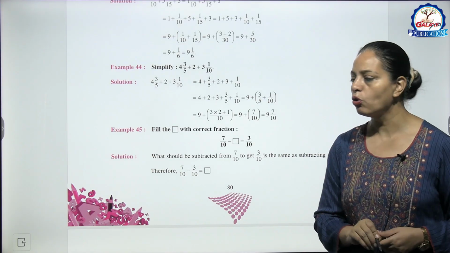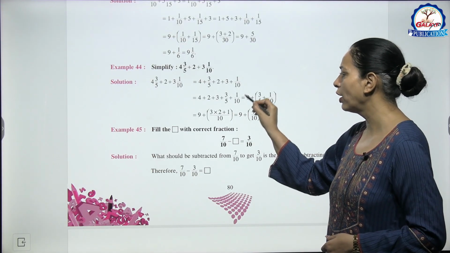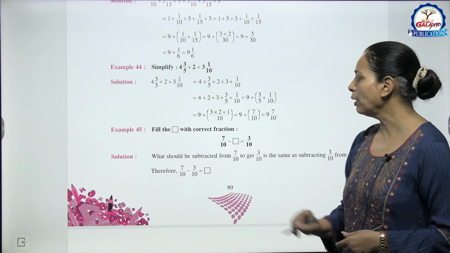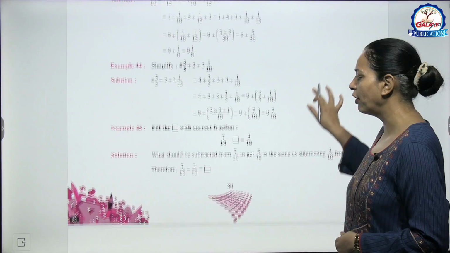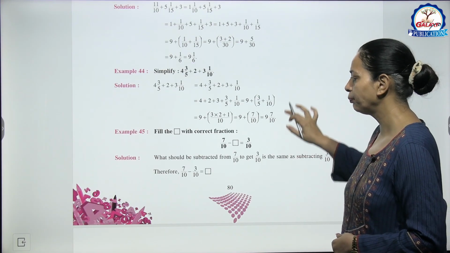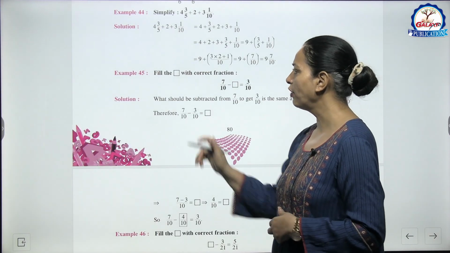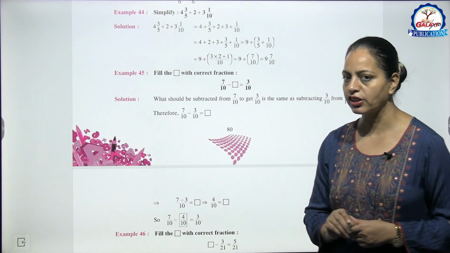So 3 into 2 plus 10 into 1, 1 into 1, right? So 9 plus 7 upon 10. So the answer is 9 whole 7 upon 10, okay? Now see example 45, fill this box with correct fraction.